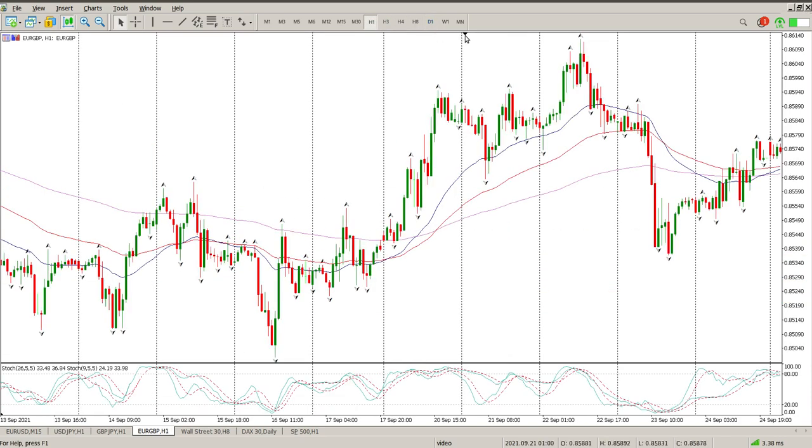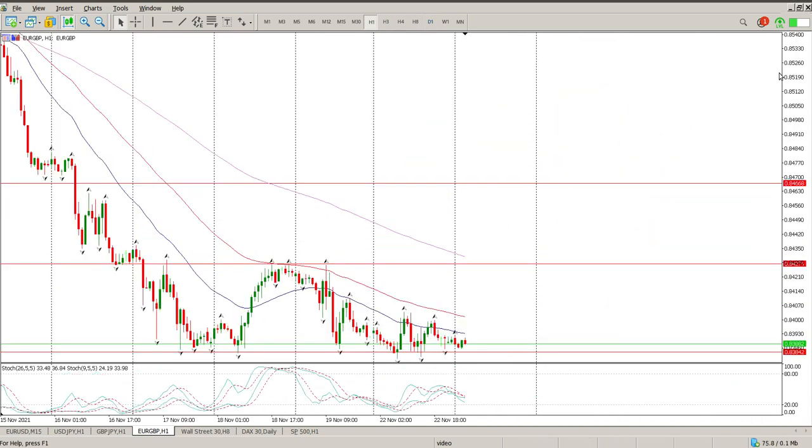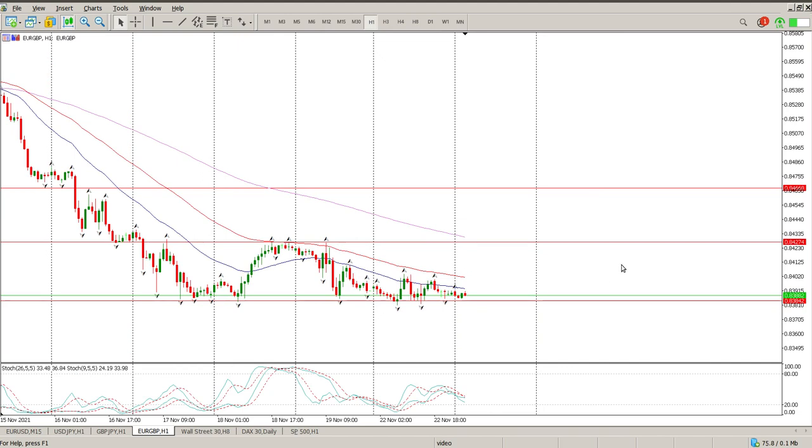So if we come back to the 1 hour, you'll see what I'm talking about. We are sideways. There's still no reason to be trading this. Looking for a clear break to the downside of 0.83840 or a clear break to the upside of 0.84274. Until I get that, this is sit on hands.